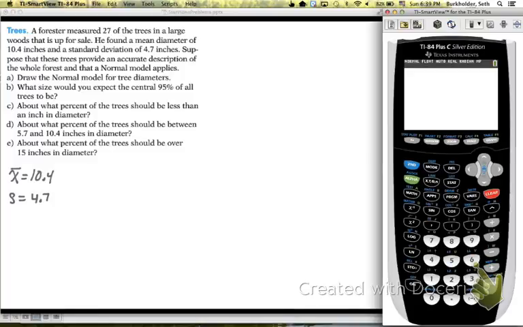And the first part of the question says, go ahead and draw the normal model. So we're going to draw and label a normal model for the trees in this forest. So I'm going to start off by drawing a normal model. There it is. Average tree diameter, 10.4. Standard deviation is 4.7. So we need to move over. We know from the empirical rule that 99.7% of all values on the normal curve are within 3 standard deviations of the mean. So there's really no reason for us to label any farther than 3 standard deviations from the mean. So I'm just going to mark off 1, 2, and 3 standard deviations below and 1, 2, and 3 above.